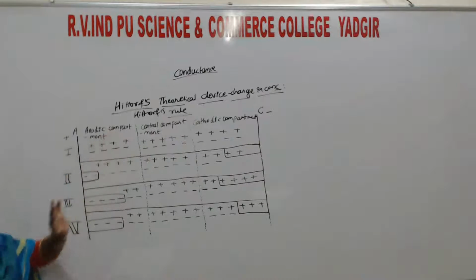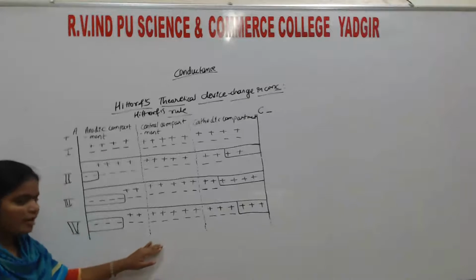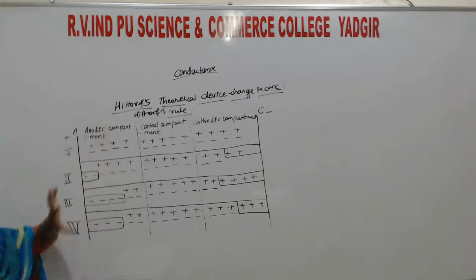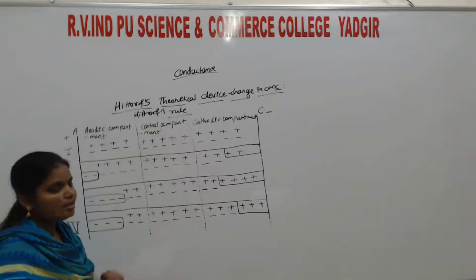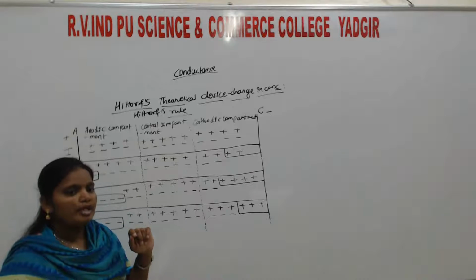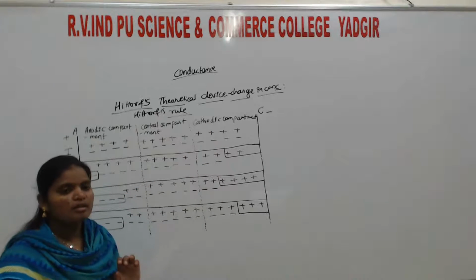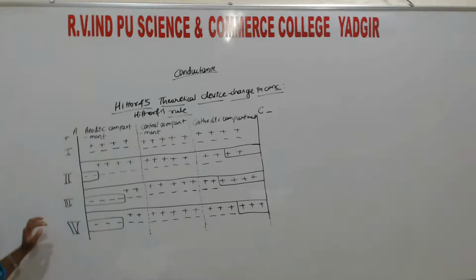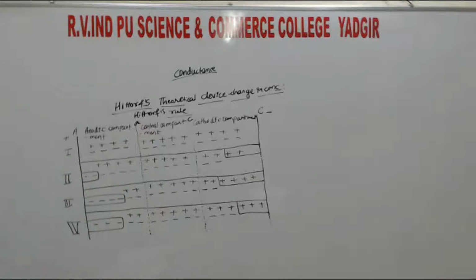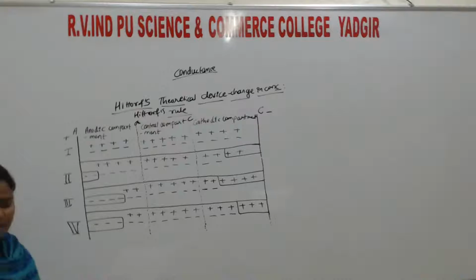One is the anodic compartment, another is the central compartment, which is also known as the middle compartment, and this is the cathodic compartment. These three are divided between the anode and the cathode with the help of porous partitions, by vertical lines, or you can write them as A and A dash, B and B dash.